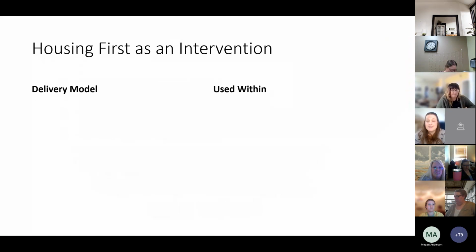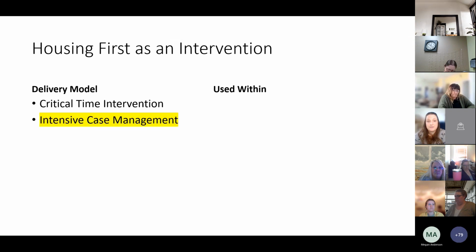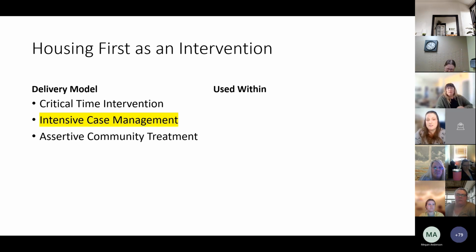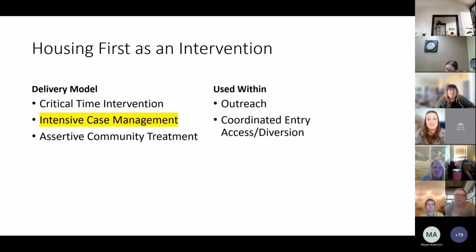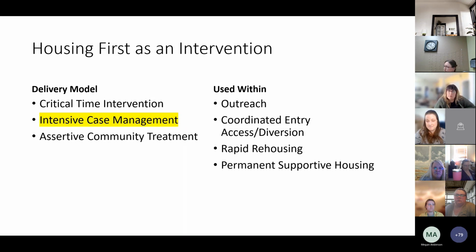When you're using Housing First as an intervention, there are research-based models. Currently, there are these three: critical time intervention, intensive case management, and assertive community treatment, that have all been researched and proven fidelity to the Housing First intervention. I don't remember why I highlighted ICM. Oh, because my program is ICM. And Housing First is used across all of these different types of interventions and services.